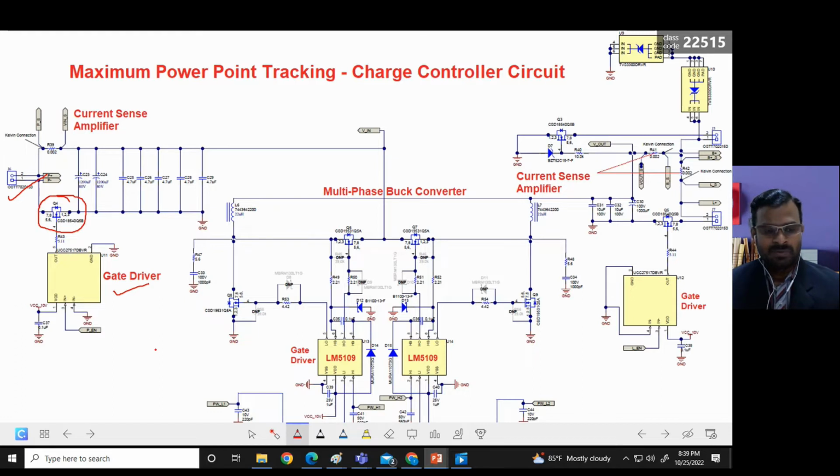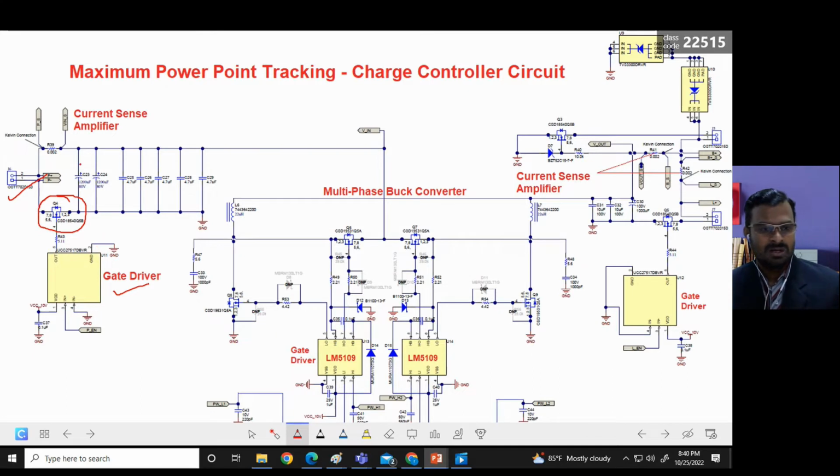The microcontroller will decide whether this switch is on or off based on two conditions. One is the panel voltage should be lesser than the panel maximum voltage. And the second one, the battery should not be overcharged. If the battery is already fully charged, there is no need to charge it again. With these two conditions, this switch will be in the on or off condition. So the signal coming from the microcontroller will enable this gate driver to keep the switch on or off.